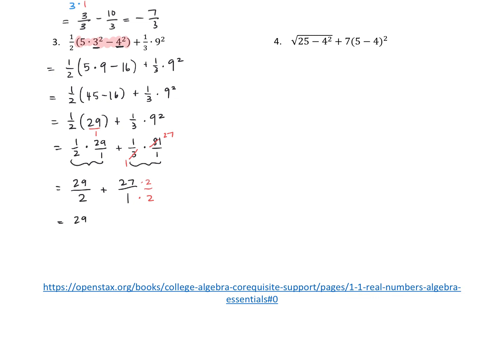Okay, so this will give me 29 over 2 plus 27 times 2 is 54. 1 times 2 is 2. I now have the same denominator, so I simply add straight across the top. So it'll be 783 over 2. That will not reduce, so that should be your answer.